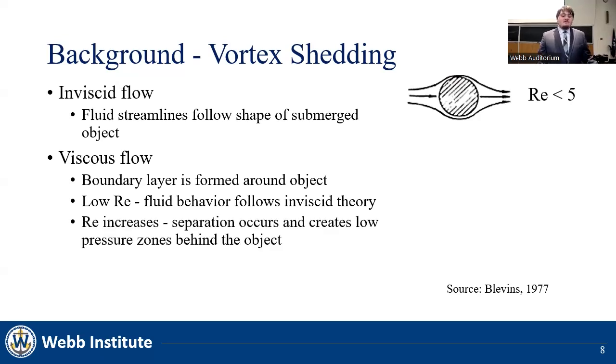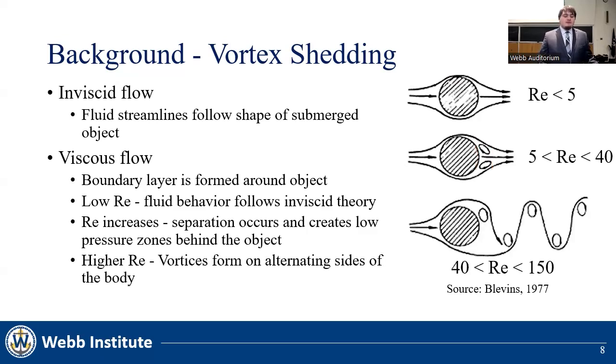As Reynolds number increases, separation will start to occur and create low pressure zones behind the object, which can be seen in the red box. At higher Reynolds numbers, these vortices start to form on alternating sides of the body, creating what is known as a von Karman vortex street. This whole process is known as vortex shedding.